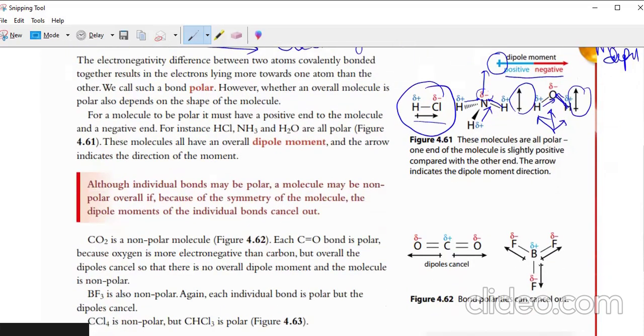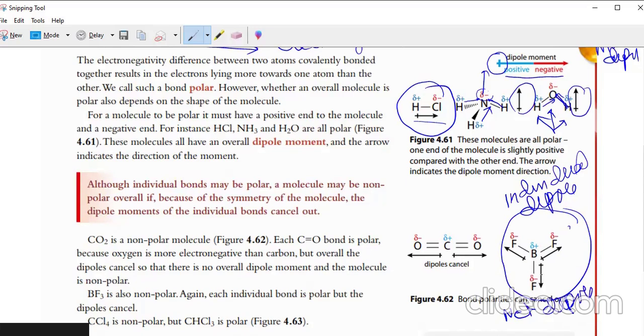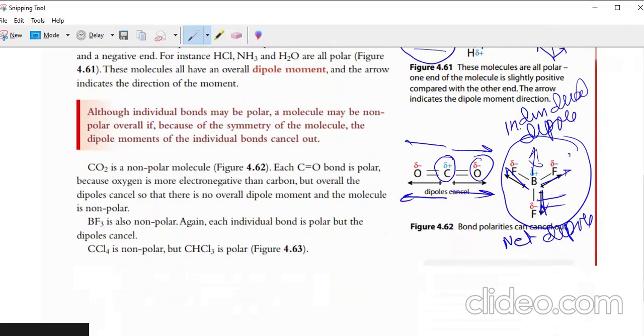Here BF3. Positive here, positive here. This molecule has individual dipoles in each bond, but the net dipole is zero, because if you add these two, you will get one dipole here, and this will cancel out this dipole. Similarly, this side, it is cancelling. Because of the positive, and this is more electronegative, the dipole is here. So sometimes the molecule has individual dipoles inside, but the resultant is zero, depending on the shape.